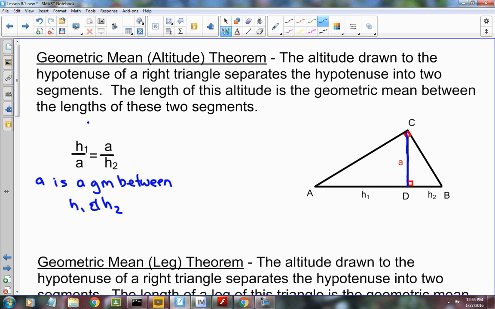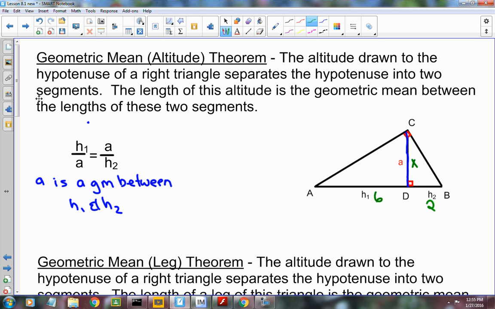So I can set up a proportion. H1 is to A as A is to H2. Remember, the altitude is a geometric mean. It shows up twice. Okay, it's diagonal with each other. It is the geometric mean between the both parts of the hypotenuse that it breaks into. So let's give these some values. Let's say that I want to find my altitude, and let's say that this is 6 and this is 2.